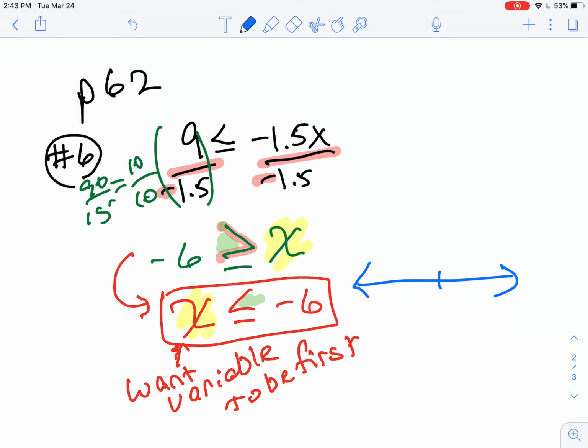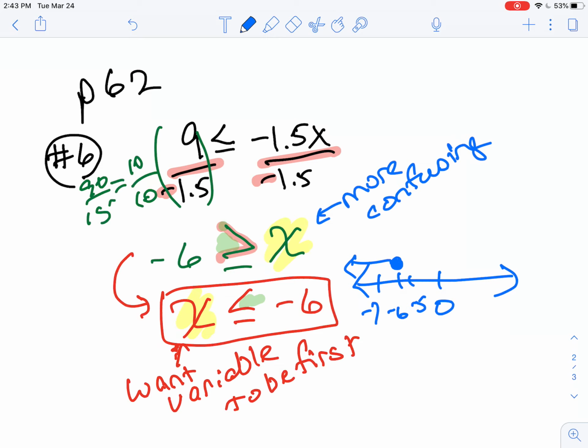This is going to help you when you're doing a lot of graphing, because it's x is less than or equal to negative 6. So you have your negative 6, you have your negative 5, you have your negative 7. You know that there's a solid dot there, and these are all the numbers that are smaller. When the x is not first, it's more confusing, and it's not the right way that we want to write it. We always want to flip it, but we flip the x first, and we look at the mouth. The mouth still has to be eating the same number as in the problem.